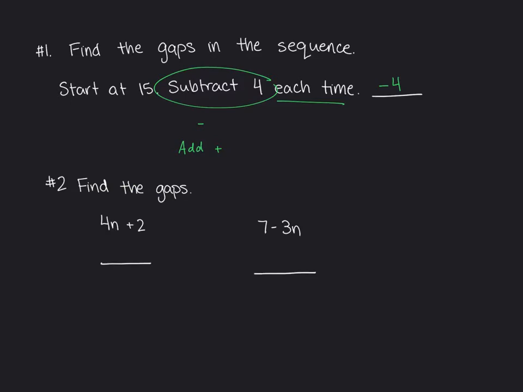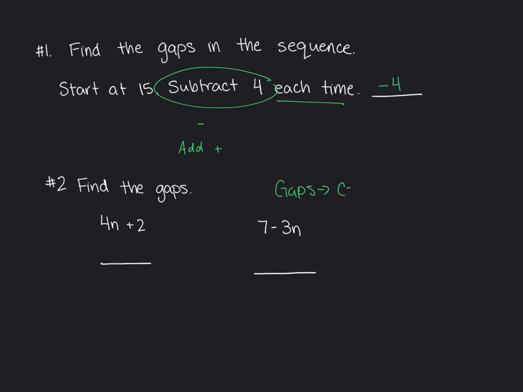Question number 2 is similar, but instead of asking you to find the gaps from a pattern rule, they're going to ask you to find the gaps from a formula. So I've shown you 2 examples of formulas here. So we have 4n plus 2 and 7 minus 3n. So you'll notice that the coefficient and variable are in different positions. So when we're using a formula, we are actually going to look at the coefficient to tell us the gaps.